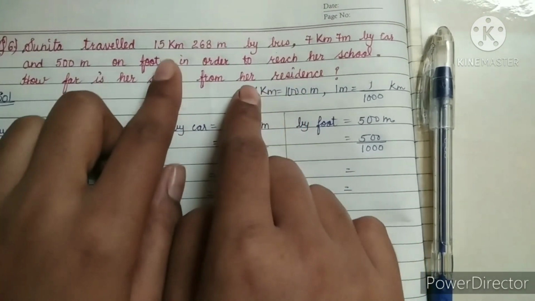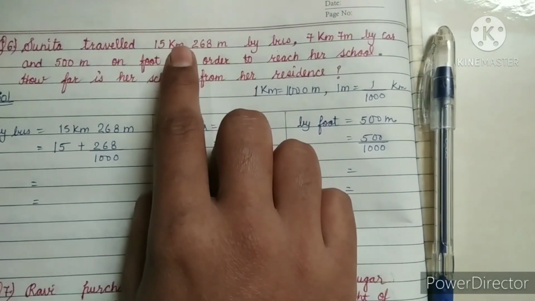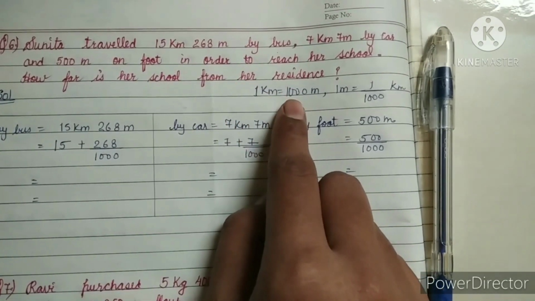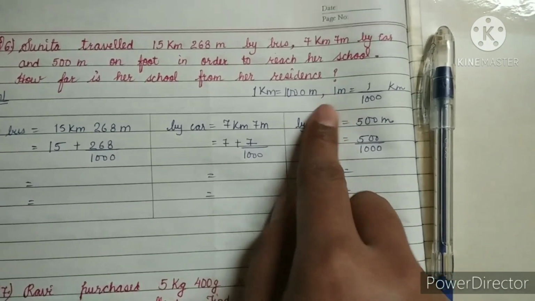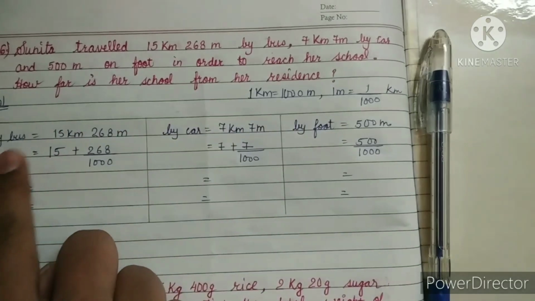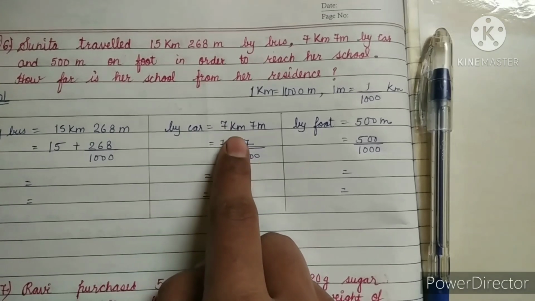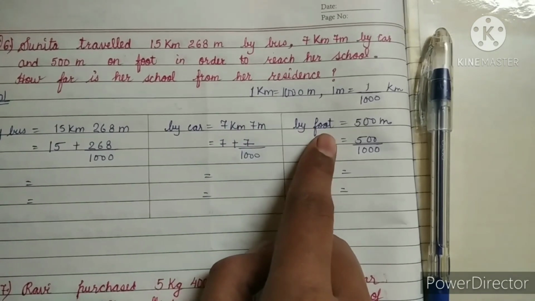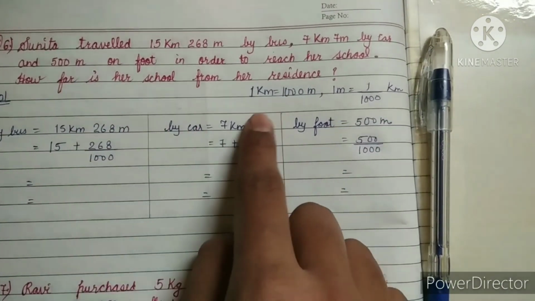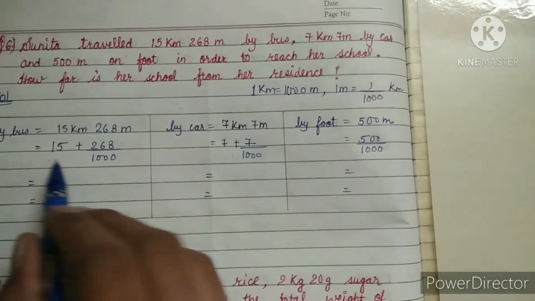So given the unit is in kilometer and meter, so we will convert this into decimal in the form of kilometer. In 1 kilometer, 1000 meter is there. So in 1 meter how many kilometer? 1 by 1000 kilometer. So by bus 15 kilometer 268 meter, by car 7 kilometer 7 meter, and by foot 500 meter. So all the meter units are divided by 1000, and the kilometer unit is as it is.